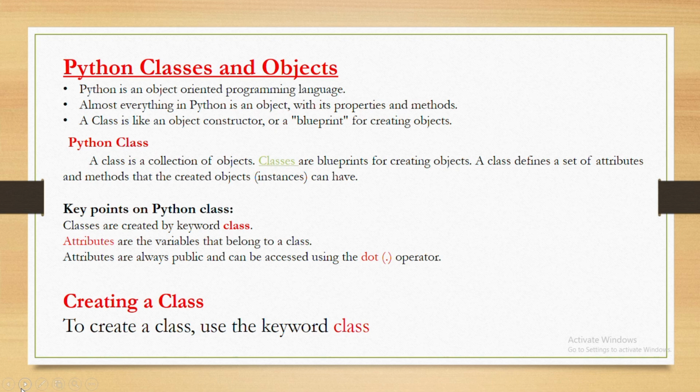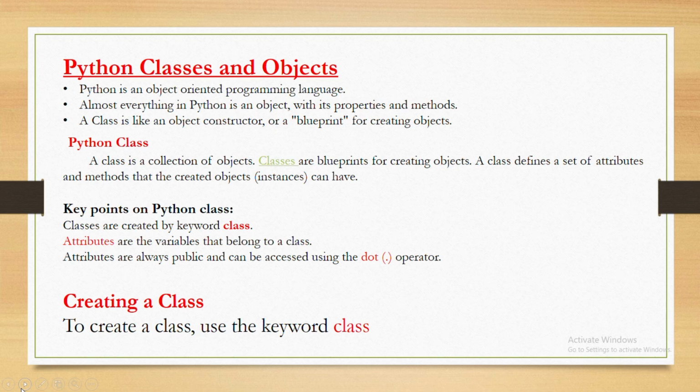Now in detail, let's understand what a Python class is. A class is a collection of objects. Can you see? It means that a collection of objects forms a class. So classes are blueprints for creating objects. A class defines a set of attributes and methods that the created objects or instances can have, because we call the object an instance of a class, meaning that you're instantiating the class.